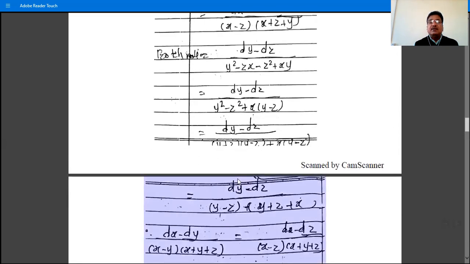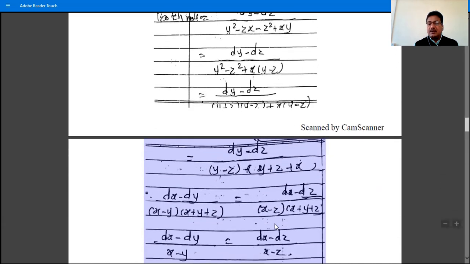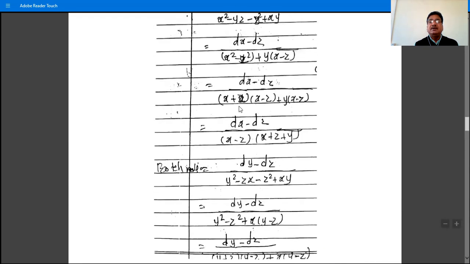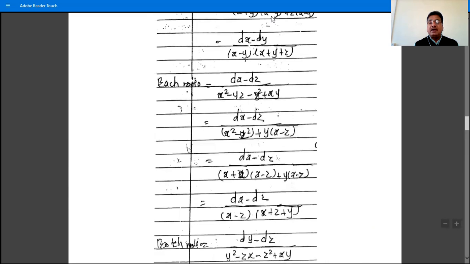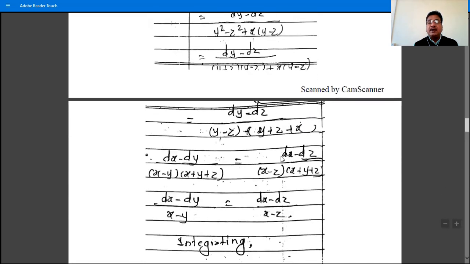And then out of these three, consider any two. That is, we take dx minus dy divided by this first factor, and dx minus dz. Consider any two, divided by x minus z, x plus y plus z. So the x plus y plus z common factor cancels, and therefore we have dx minus dy divided by x minus y, dx minus dz divided by x minus z, and then integration.